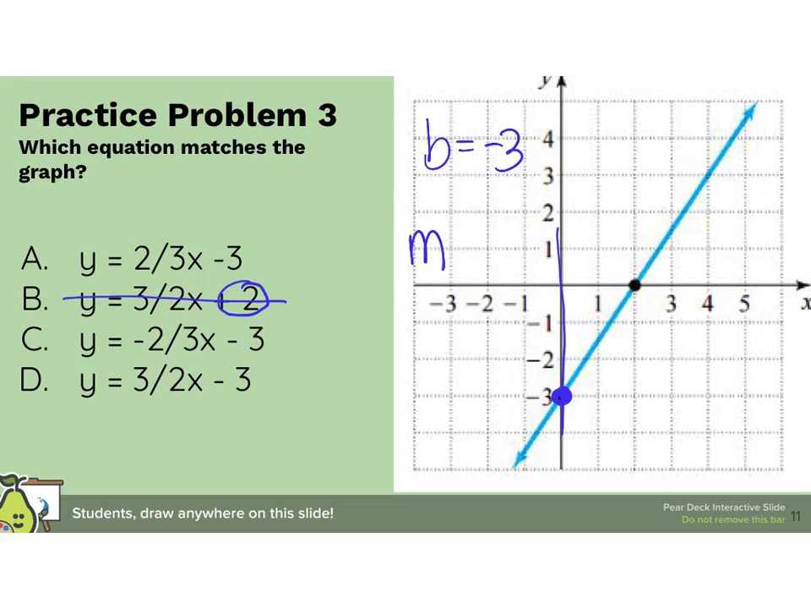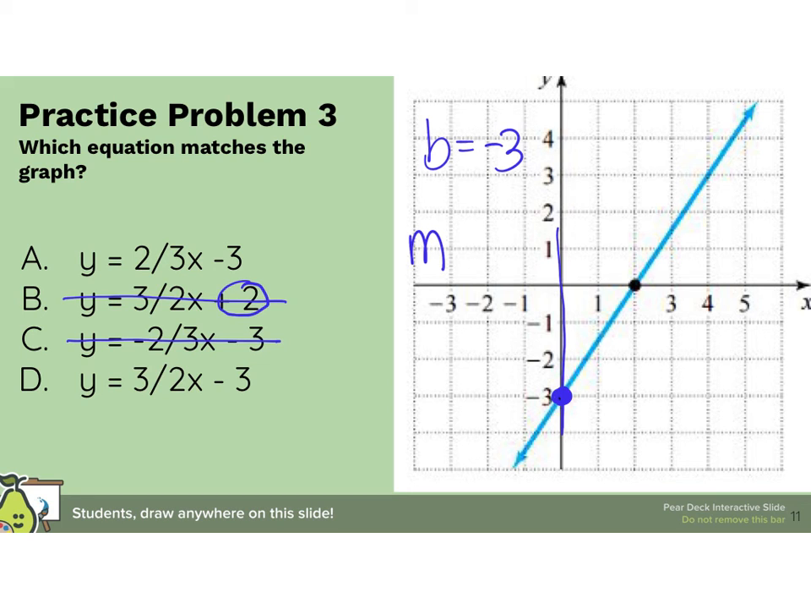Now, I'm just going to look at the sign of my slope. Is my slope positive or negative? This is a positive sloping line, so I'm going to cross out any answer choices that have a negative slope, and that's choice C, right? It's a negative 2/3. So now I need to figure out, is the slope 2/3 or is it 3/2?